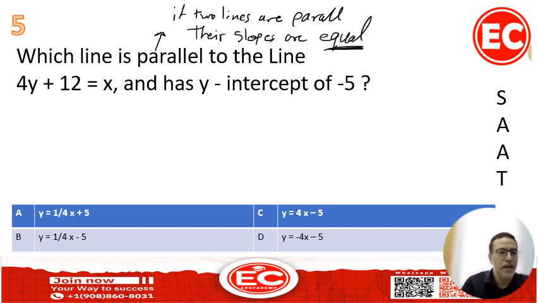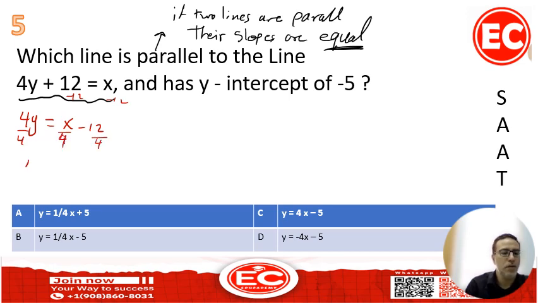Mr. Hisham, in the equation 4y plus 12 is equal to x, where is the slope? I need to rearrange the equation in the form of y is equal to mx plus b. So 4y, subtract 12 from both sides, is equal to x minus 12. Then I divide both sides by 4. So y is equal to 1 over 4 x minus 12 over 4, which is equal to 3. So the slope here is equal to 1 over 4.